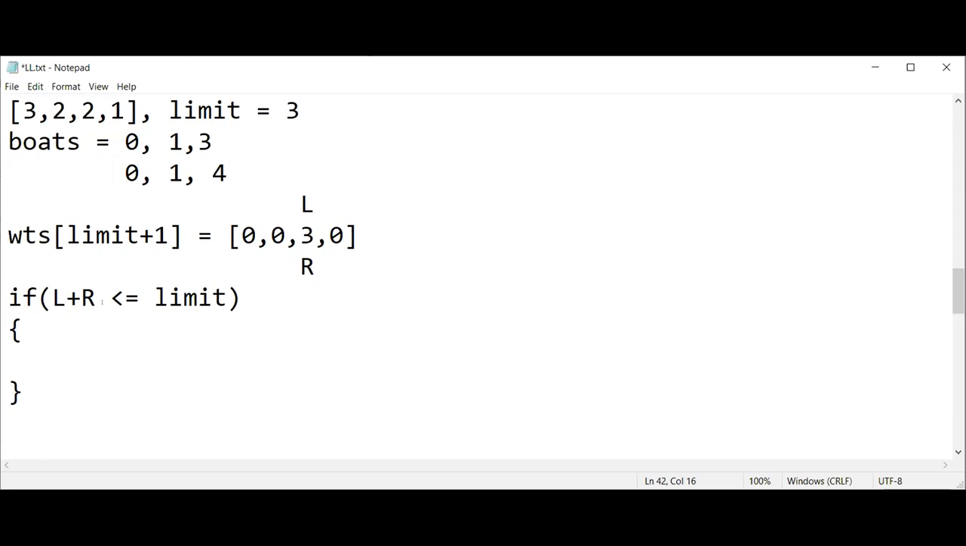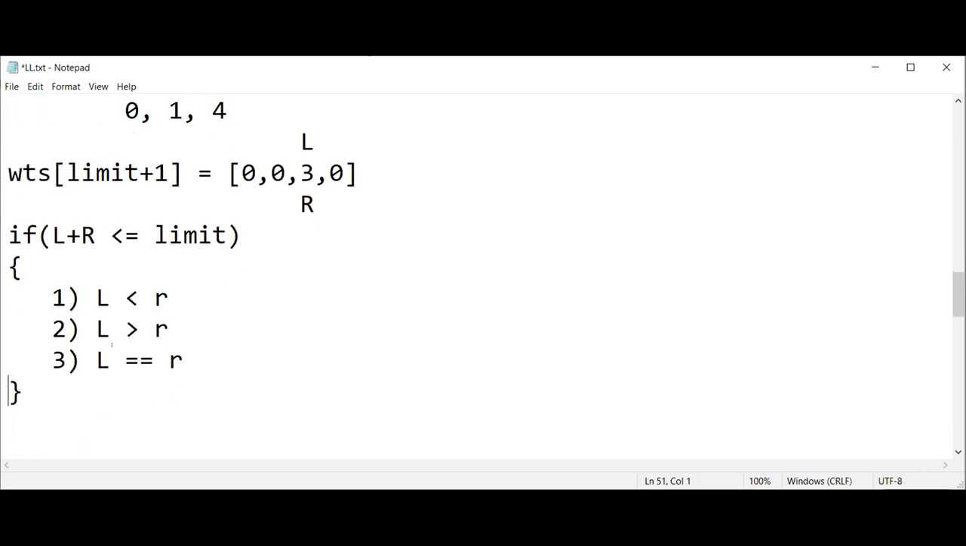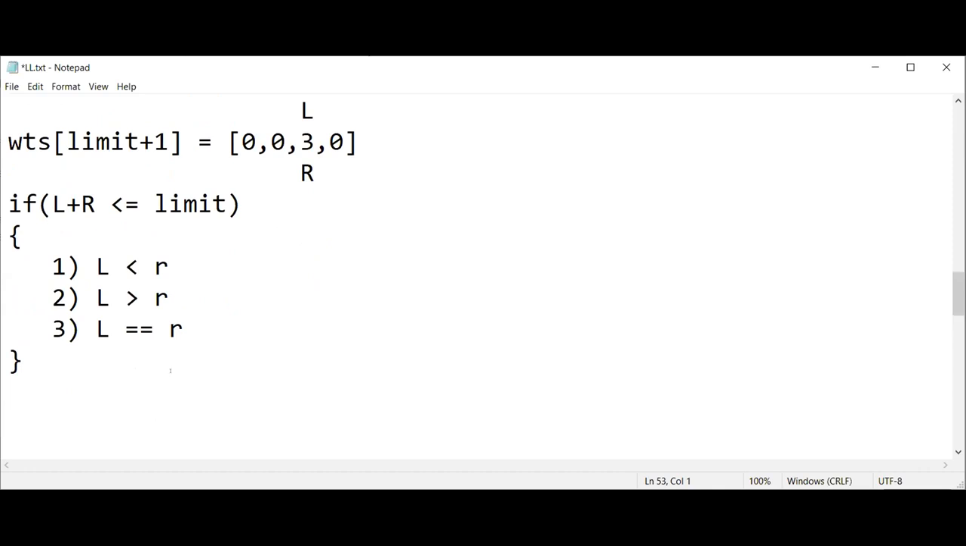So we have to look at the limits, and the first condition is if L is less than R, the second is the opposite, L is greater than R, and the third is if they both are equal, L is equal to R. And when both of them are at the same position, the condition will be slightly different.